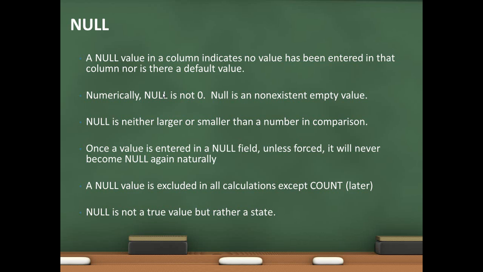Once a value is entered in a null field, unless it's forced, it will never become null again naturally. If I put Jones in a last name field and I go to that last name field and I delete Jones out, it's now empty. It's no longer null. Programmatically, I can force it to be null, but generally I don't want to do that. A null value is going to be excluded in any calculations later that we use except the count. And we'll talk about what count is. That's going to be in about a week and a half. And null is not a true value, but it's a state.